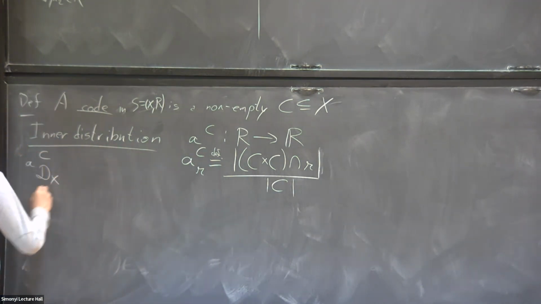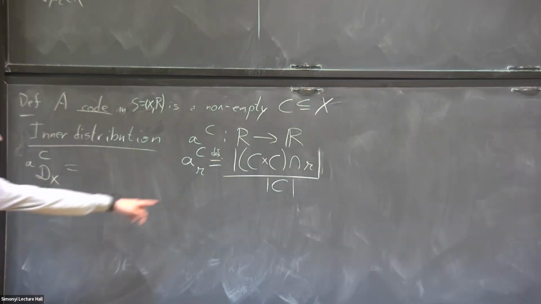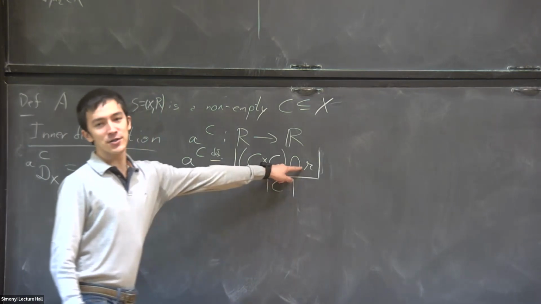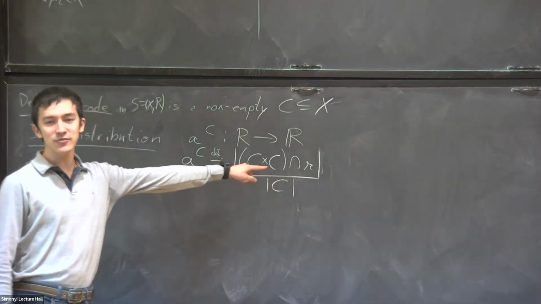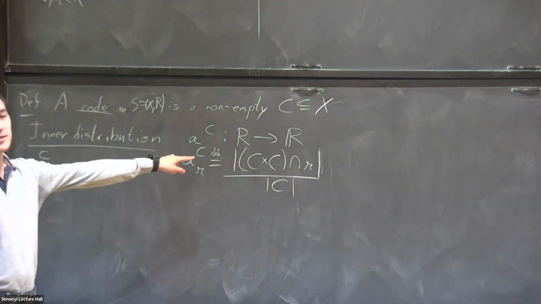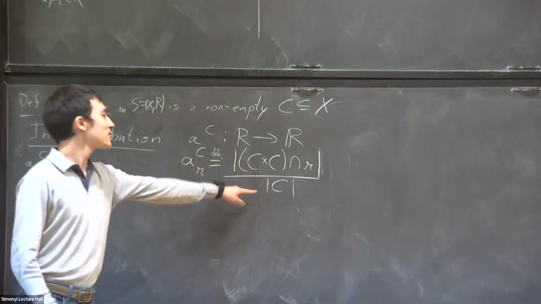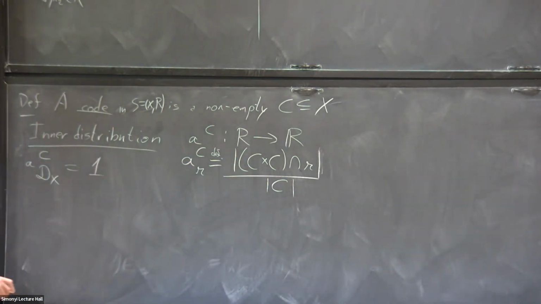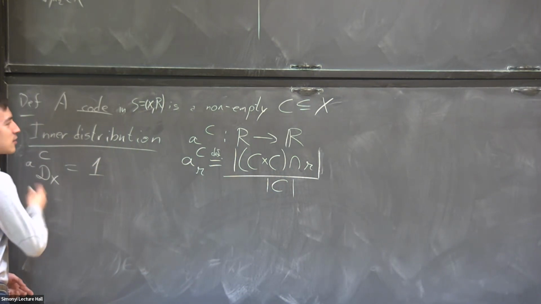What is A_C on the diagonal relation? Well, it's code cross code intersected with the diagonal, which means it's just (x,x) for some x in the code, whose size is just |C|. And then you divide by |C|, so this is just 1. So this is just a trivial observation, but it will be important.